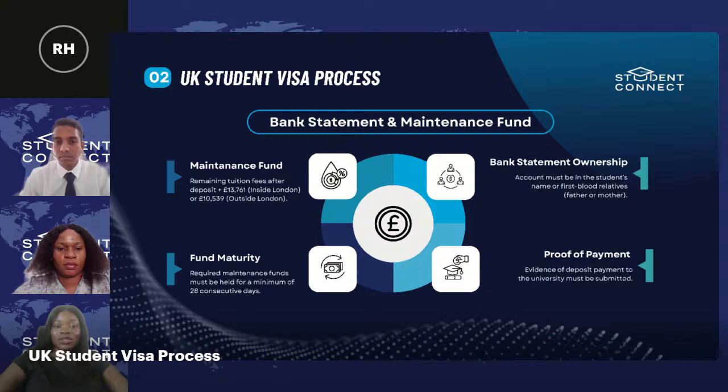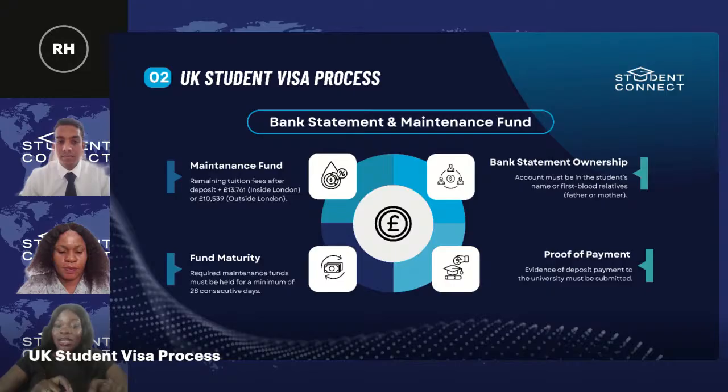The amount you need after paying your initial deposit is the rest of the fees. Let's say your fees cost £18,000 and you pay an initial deposit of £8,000. What is left is £10,000. You need to show this in your bank account. The financial preparation you need to give attention to is the amount. You don't want to have less than the required amount in your account.